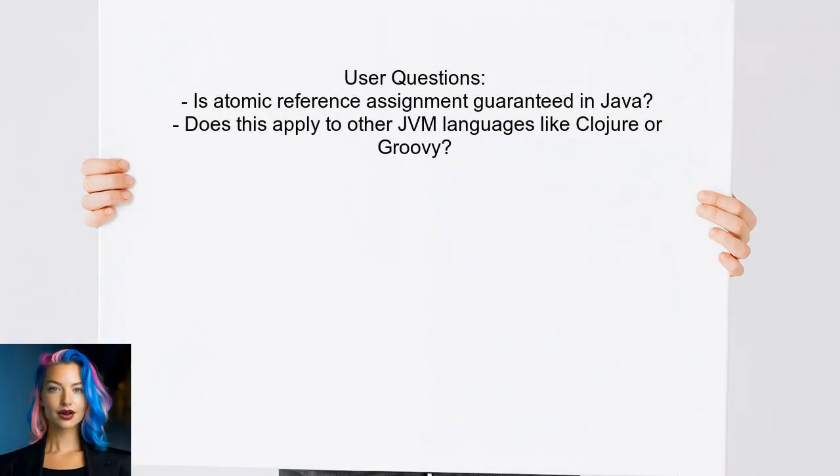Let's break down the specific questions that have been raised. One user asked, is atomic reference assignment guaranteed in Java, or is it just a coincidence? They also wondered if this applies to other languages that compile to JVM bytecode, like Clojure or Groovy. Sound familiar? Let's explore these questions together.